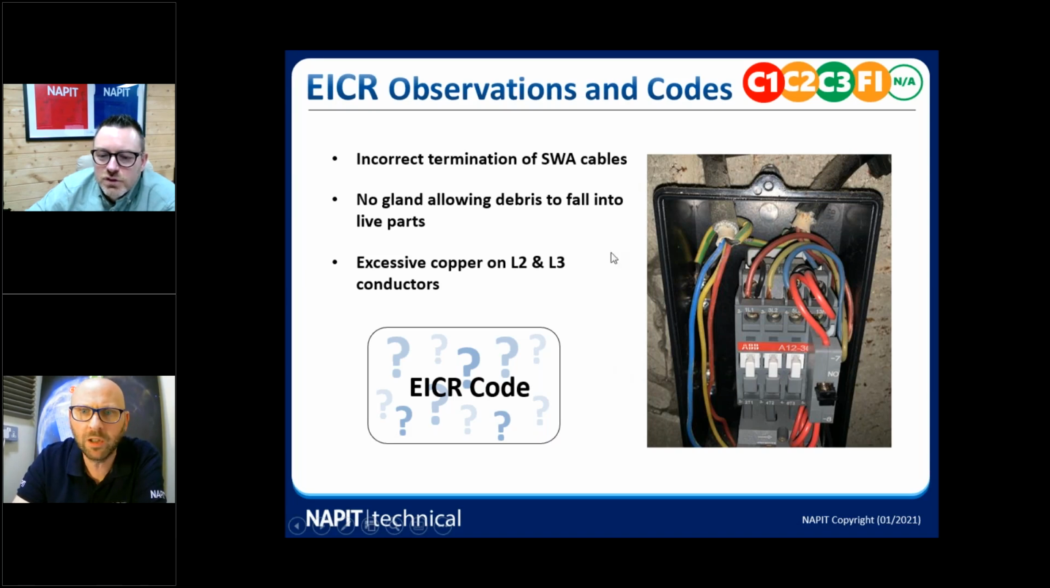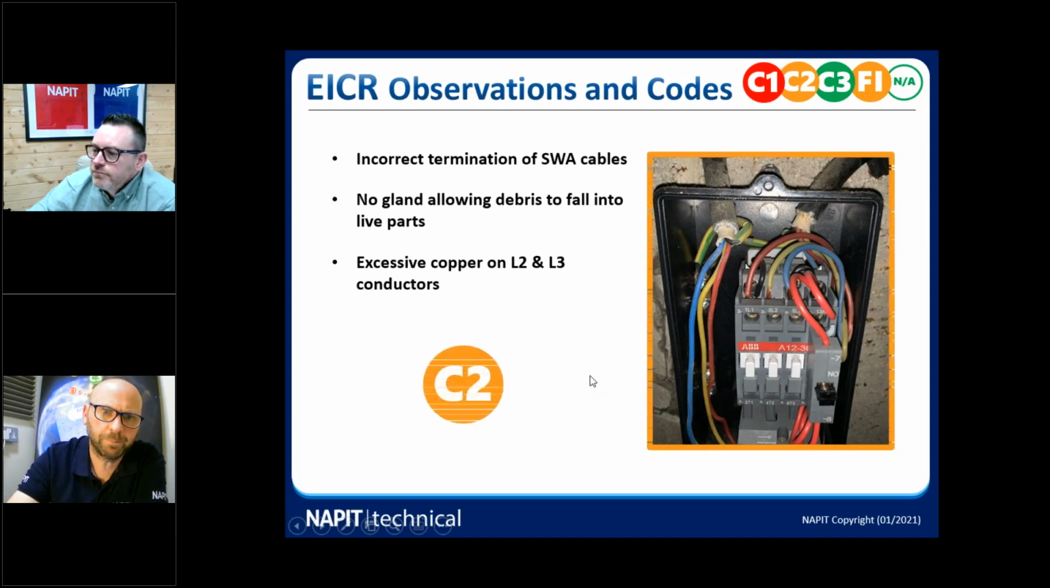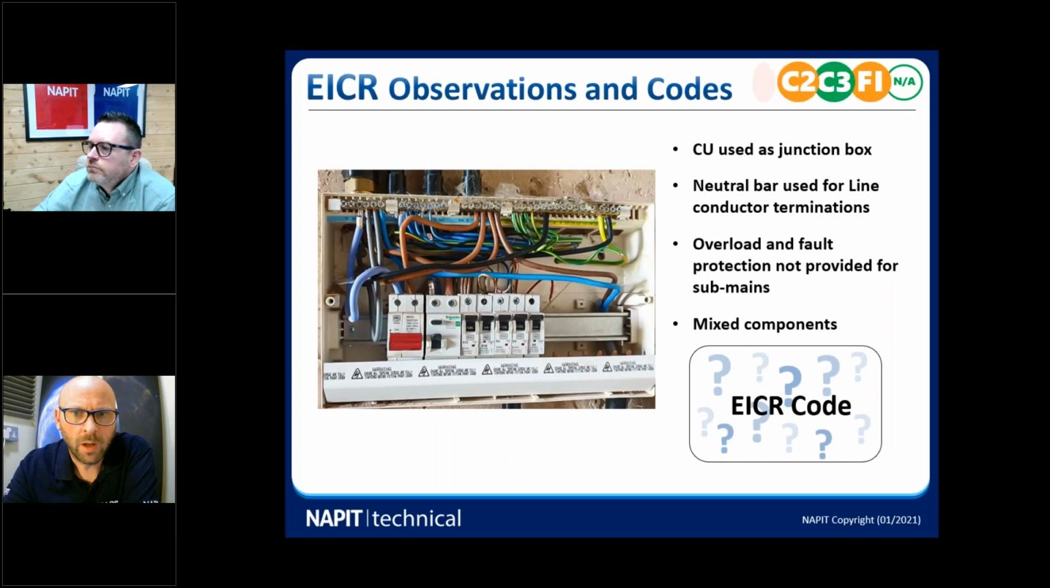So, okay, you've got a few C1s, C2s. Okay, let's reveal the code. Okay, yeah, C2, it's got all the potential for danger there, but it's not currently going to kill anybody as it stands, but it's got the potential should something else happen. So that's our C2. Okay.